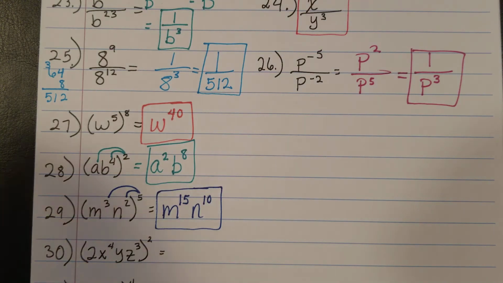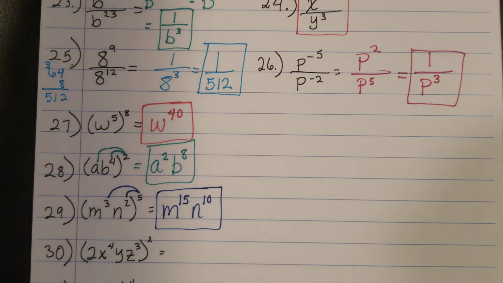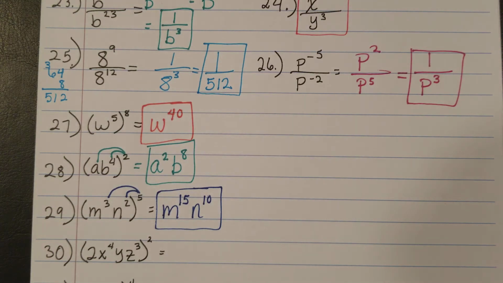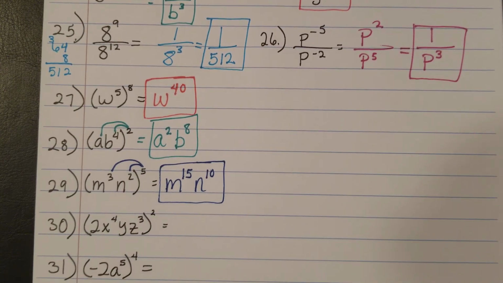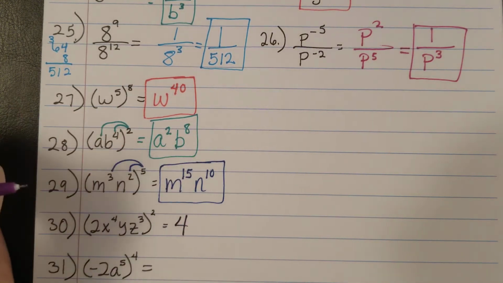Number 30. So let's go 2 squared. One mistake a lot of people make is they will focus on the variables and the exponents. They forget about the coefficient. So don't forget, we do need to do 2 squared. So 2 squared is 4.